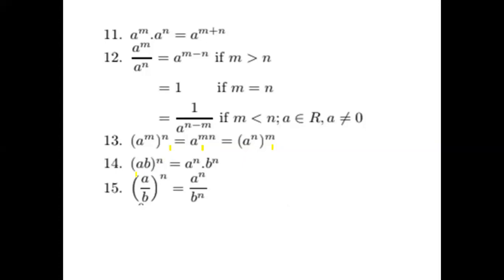Next. AB raised to N. So it is A raised to N into B raised to N. This power you can give to both of them, A and B, if they are multiplied. Next, A upon B raised to N. Again, that raised to N can go to both numerator and denominator, A raised to N upon B raised to N.